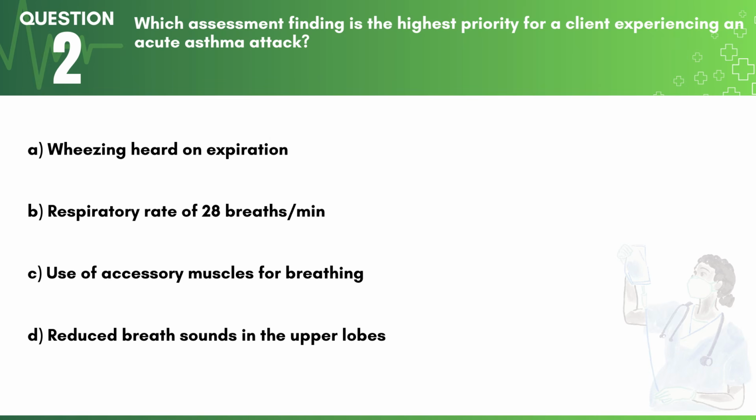Question 2. Which assessment finding is the highest priority for a client experiencing an acute asthma attack? A. Wheezing heard on expiration. B. Respiratory rate of 28 breaths/min. C. Use of accessory muscles for breathing. D. Reduced breath sounds in the upper lobes.